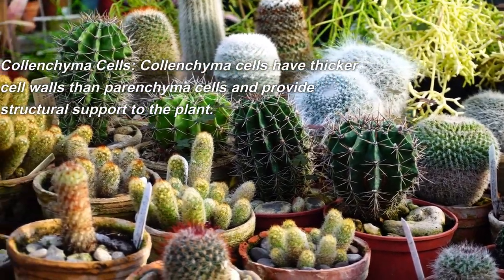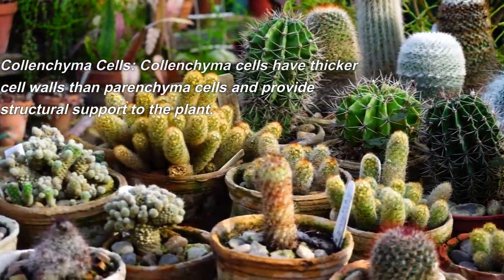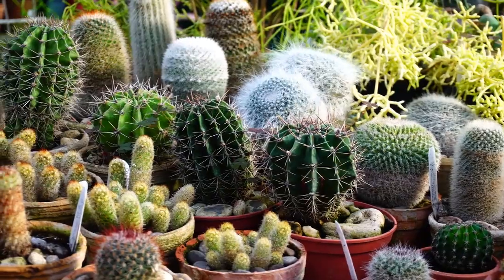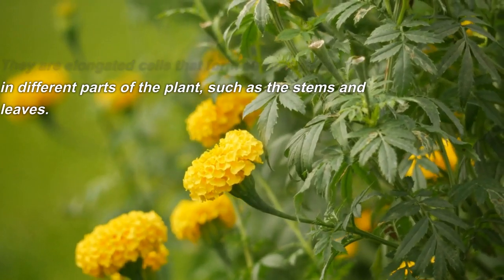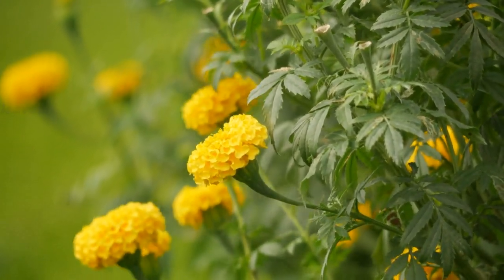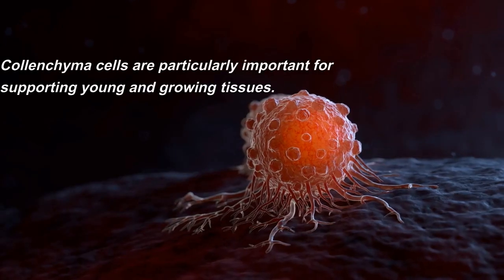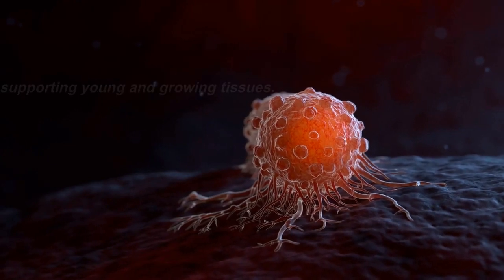Collenchyma cells. Collenchyma cells have thicker cell walls than parenchyma cells and provide structural support to the plant. They are elongated cells that form strands or cylinders in different parts of the plant, such as the stems and leaves. Collenchyma cells are particularly important for supporting young and growing tissues.